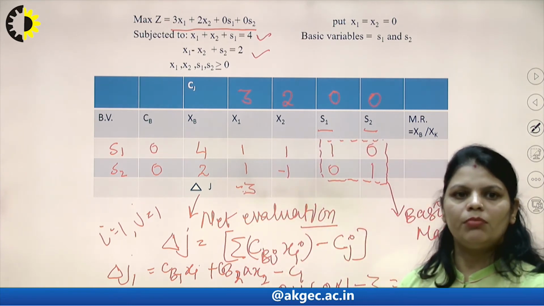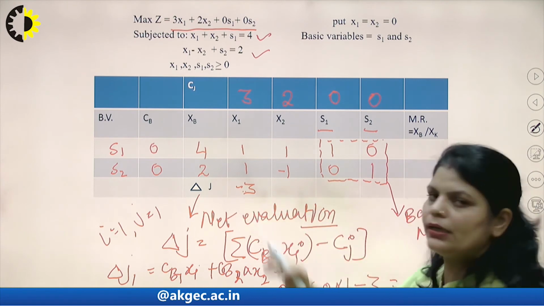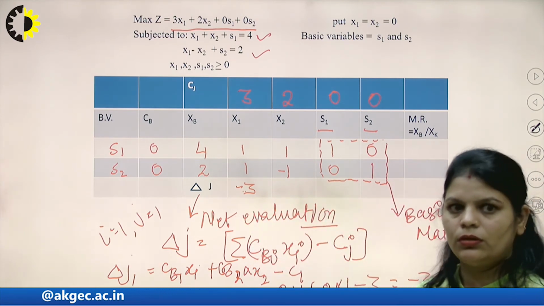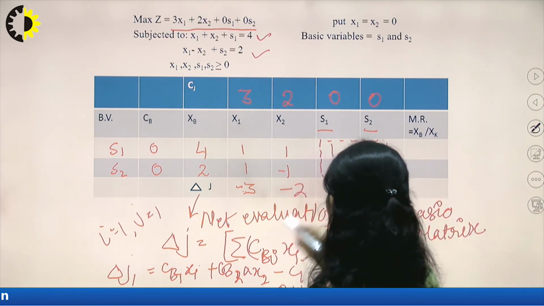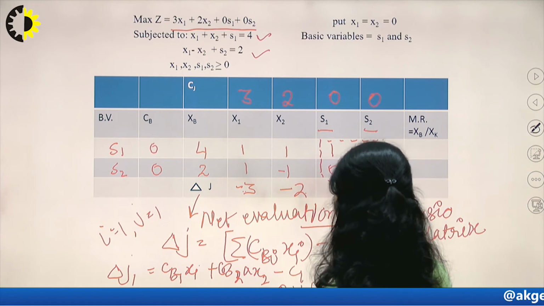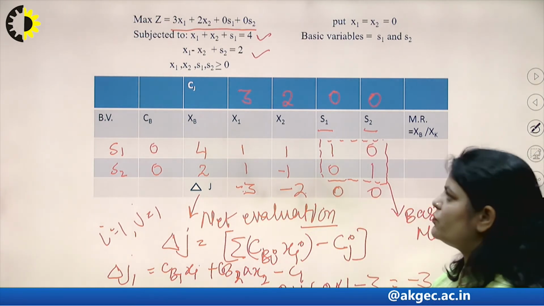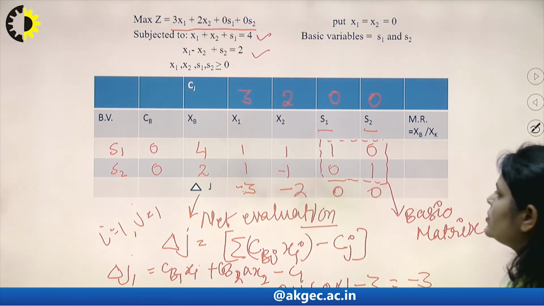In the same manner we can calculate the value of delta J for x2, s1, s2. Clear? In the same manner we will calculate, and it comes out to be 0, 0. Clear? So in this way we can fill this table. Clear? Now what is the next step?